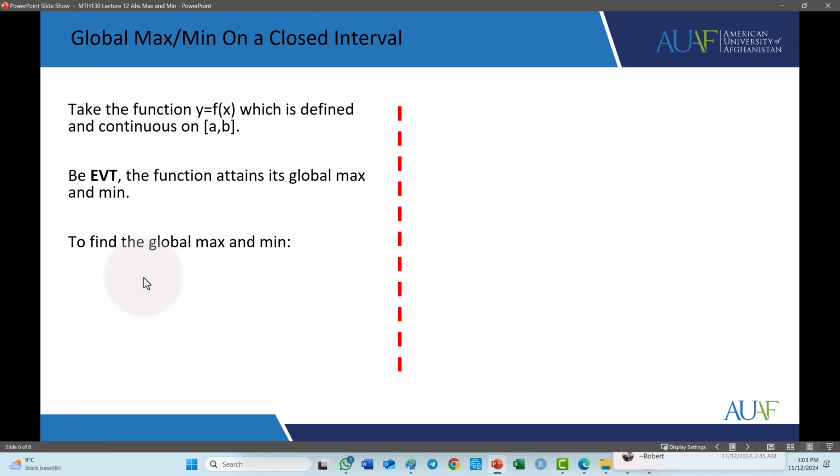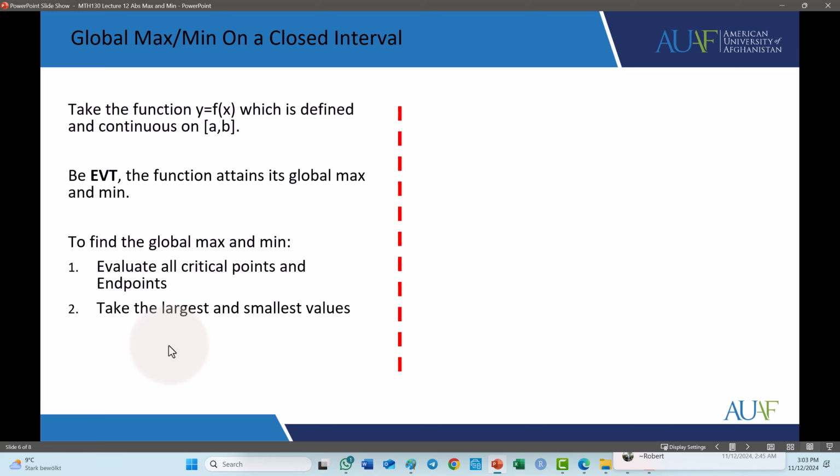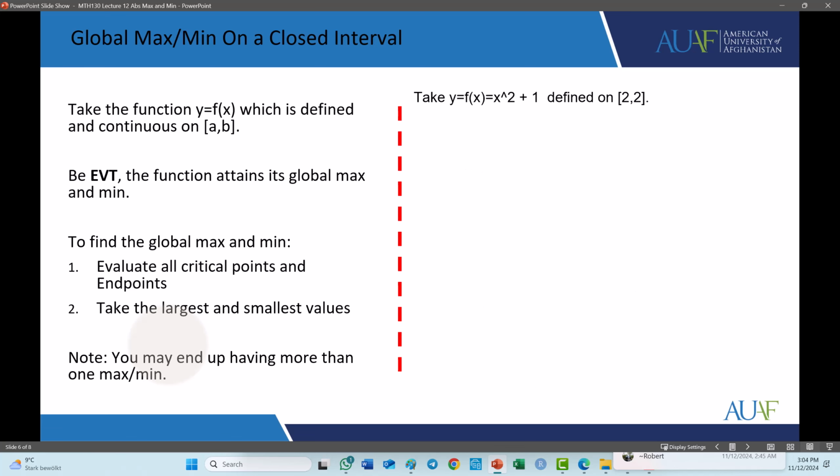To find the global max and min, we first evaluate all critical points and endpoints, and then take the smallest and largest values, which would represent the global min and max, noting that you might end up having more than one global max or min.